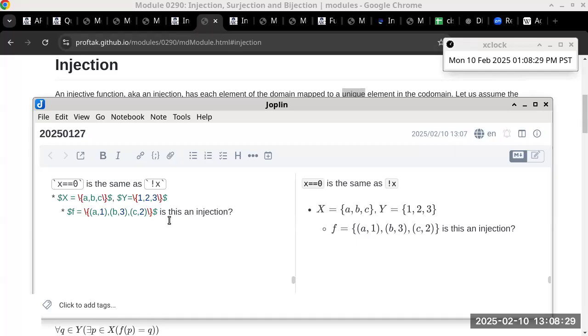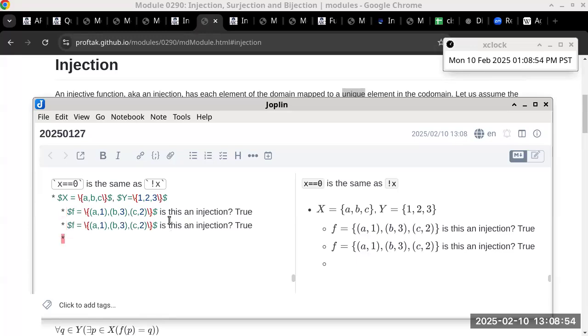No. Okay, is this a subset of the Cartesian product between X and Y? Yes. Is every element of X, being A, B, and C, mapping to one and only one thing in the codomain? Yes. Okay, so it meets all the requirements. So the answer is yes, this is an injection. Okay, so I'll just say true. So that's one way to look at it.